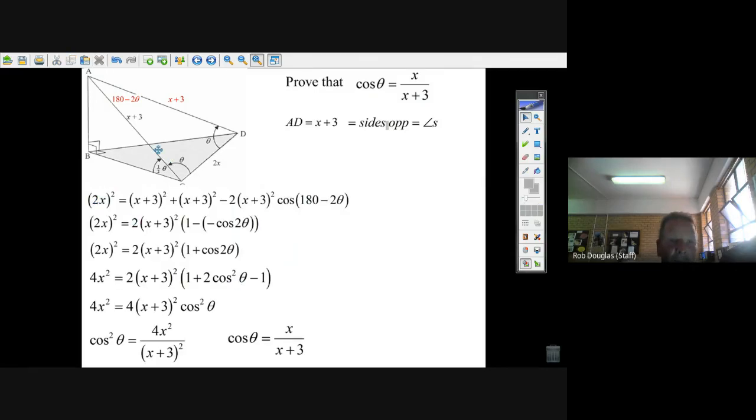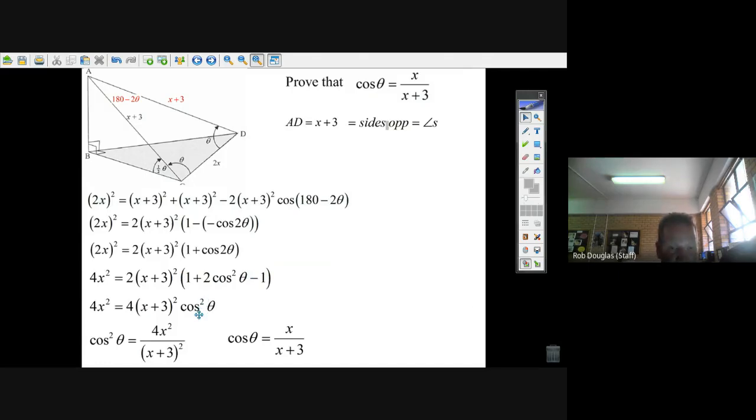Okay, so if we square this side, the 2x squared, the law of cosines tells us that these 2 sides squared minus 2 times these sides multiplied together, times the cosine of the angle in between them, that will equal 2x squared. That's the law of cosines. Well, then, there's x plus 3 squared, x plus 3, that's two of them. The cosine of 180 minus 2 theta is actually minus cos 2 theta, so that makes it plus cos 2 theta. But cos 2 theta is really 2 cos squared minus 1. The 1's leave, you just get cos squared.